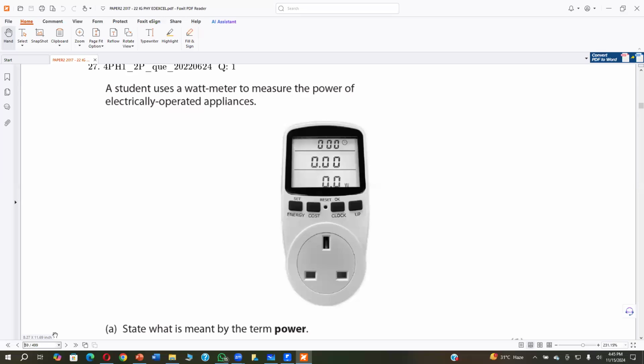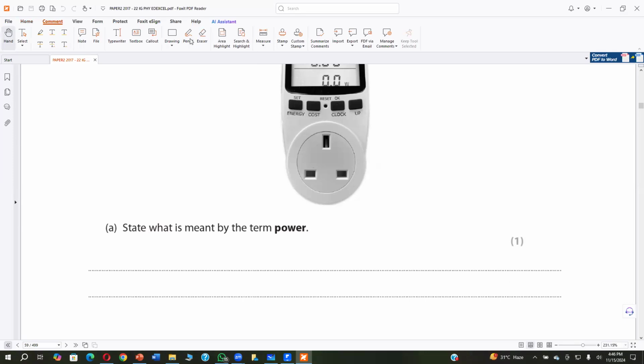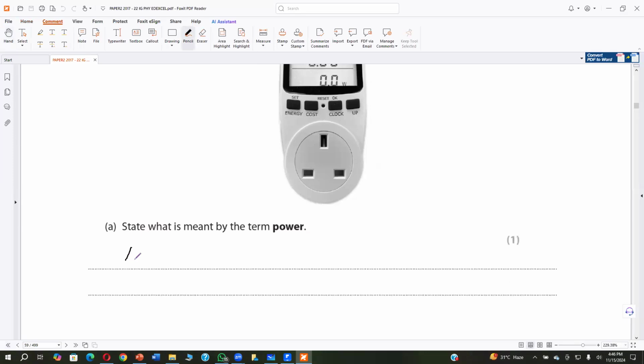A student uses a watt meter to measure the power of the electrically operated appliances. What is meant by the term power? The rate of energy transfer. Very good. Rate of energy transfer.